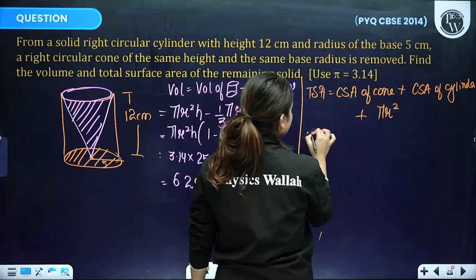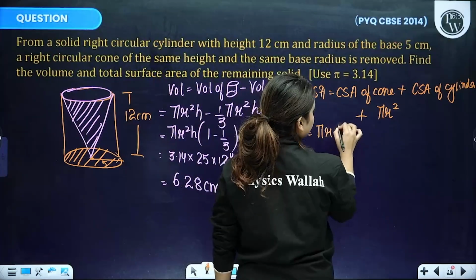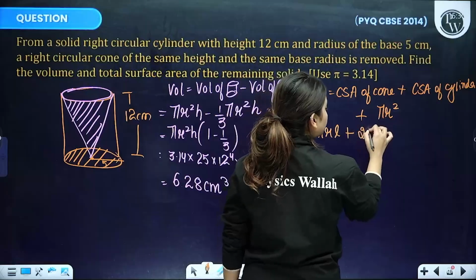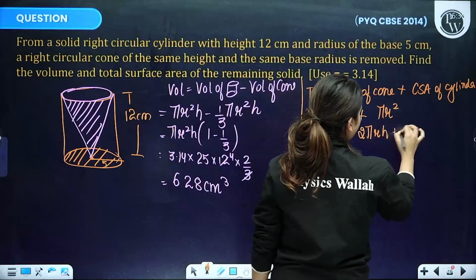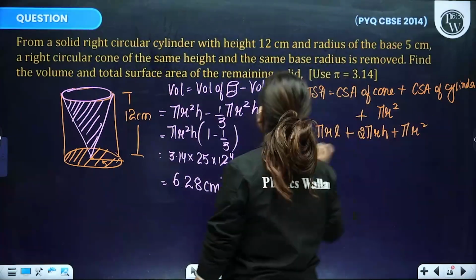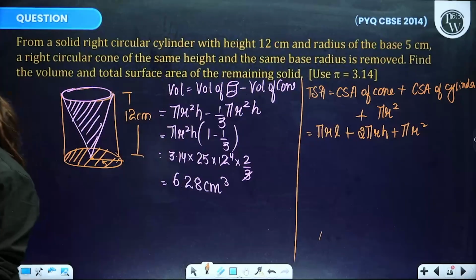Now CSA of cone is pi RL. CSA of cylinder is 2 pi RH plus pi r square. You can just put the values, people, and find out the total surface area of the solid that is here in front of you.